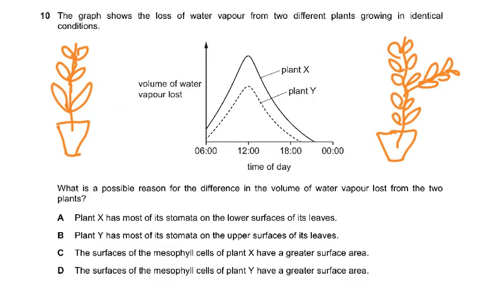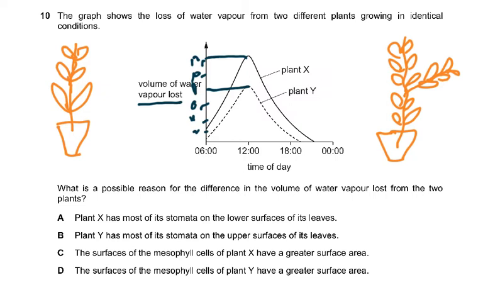Question number 10. The graph shows the loss of water vapor from two different plants growing in identical conditions. Now you can see on the y-axis you have the volume of water vapor lost. So this one is losing more water. Just always remember when you're doing a graph, put some figures on it. So say 2, 4, 6, 8, 10, 12. So plant X is losing something like 12 cm cubed of water, while plant Y is losing something like 8 cm cubed. Always when you're reading a graph, put figures on the y-axis, and the x-axis already has the figures.